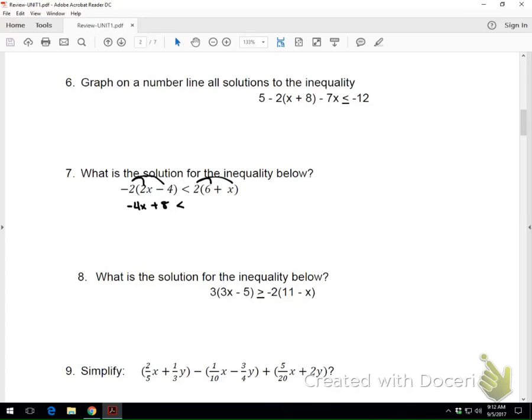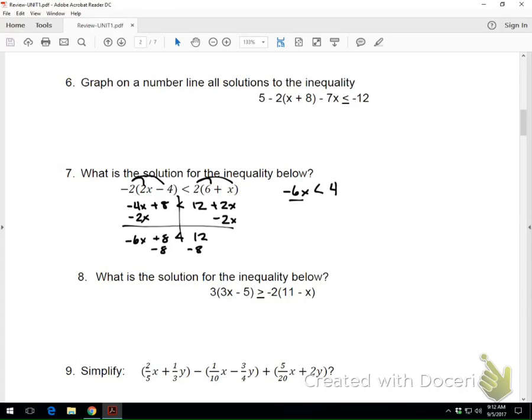2 times 6, 12, 2 times x, plus 2x. Now I got letters on both sides. So what's my first step? Subtract 2x. So I get negative 6x plus 8 is less than 12. Now what? Subtract 8. So I get negative 6x is less than 4.